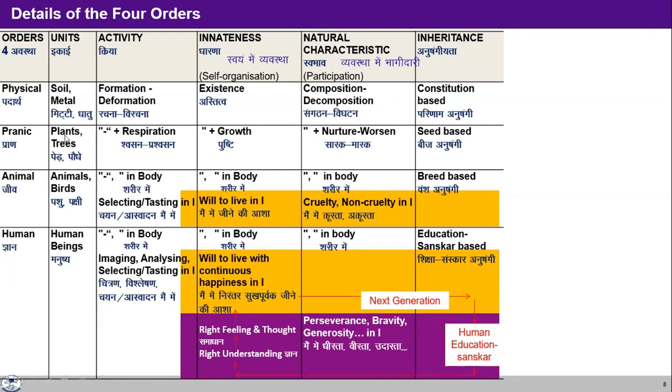If you look at the plants and trees, which belong to the bio order or the pranic order, there's activity of nurturing and worsening. So the participation of a plant is there in terms of nurturing and worsening. For example, when we consume some food, it can either nurture our body or worsen our body. And nurturing and worsening is there along with composition and decomposition. So if I eat something which is edible, it nurtures my body and my body gets composed further. The body is a unit of the bio order, isn't it? So the body gets composed further.